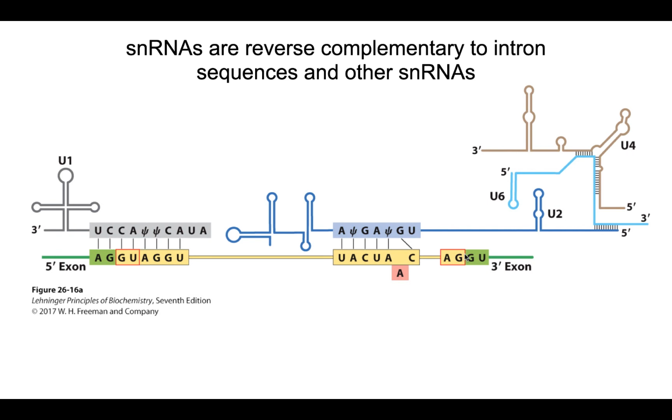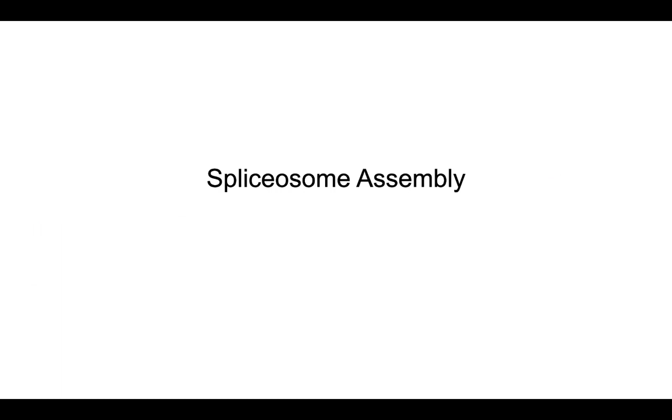Now, notice also that these RNAs that are involved in the snRNPs also are reverse complementary to other snRNAs. So, for example, the snRNA of U4 hybridizes with the snRNA of U6, and the snRNA of U6 hybridizes with the snRNA of U2. And so all of these reverse complementarity aspects between the snRNAs and the intron, and the snRNAs amongst themselves, allow for this complex spliceosome to form and catalyze the splicing out of the intron and the splicing together of the exons. Let's see how this occurs.